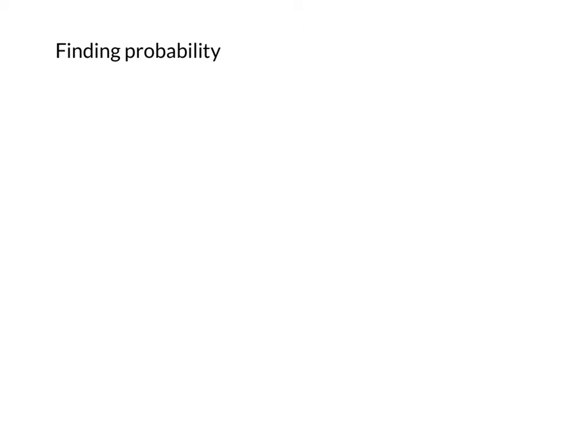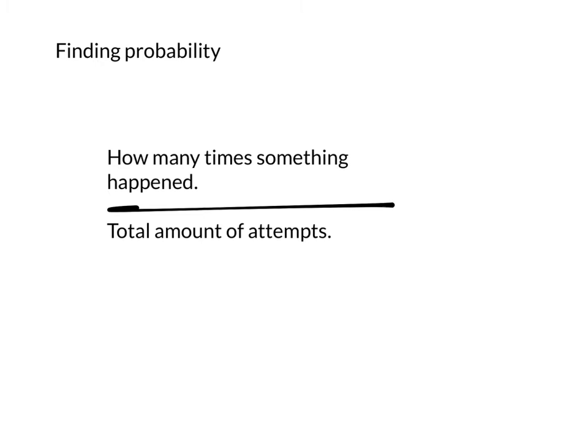Alright, for finding probability, this was part of the last lesson that we had. To find the probability, we find out how many times something happened, and then we divide it by the amount of attempts. So that's how we'll be able to find these. Particularly, these would be experimental probabilities.